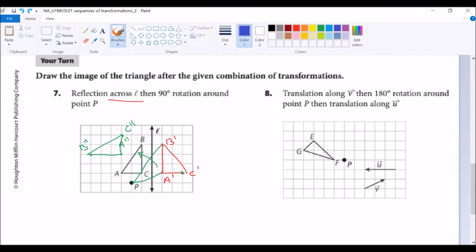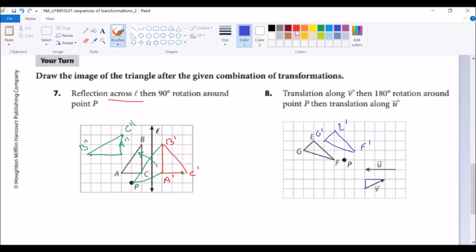First, we're going to go along the vector, which is up 1 over 2. See it? Up 1 over 2. So point F, up 1 over 2 is F prime. Up 1 over 2, there's E prime. And up 1 over 2, there's G prime. That's ugly. Then we have to rotate 180 degrees around point P.